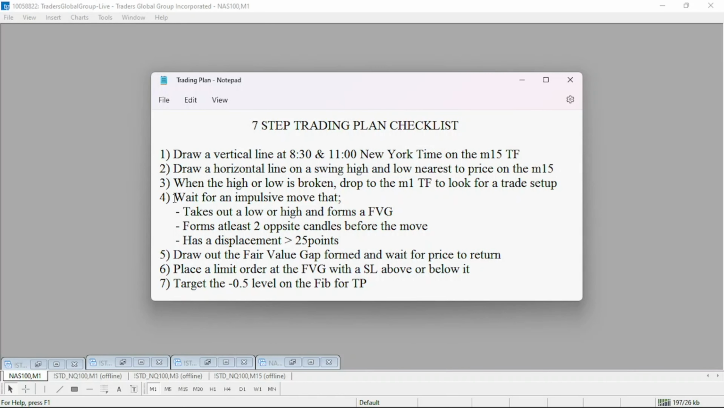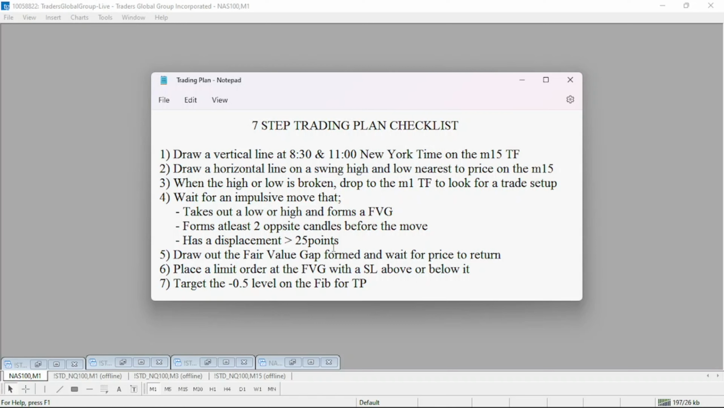We are going to be waiting for an impulsive move that takes out a low or a high and forms a fair value gap, forms at least 2 opposite candles before the move, and has a displacement greater than 25 points. So this is what we are going to be looking for on all the different time frames that we are going to be dropping down to.